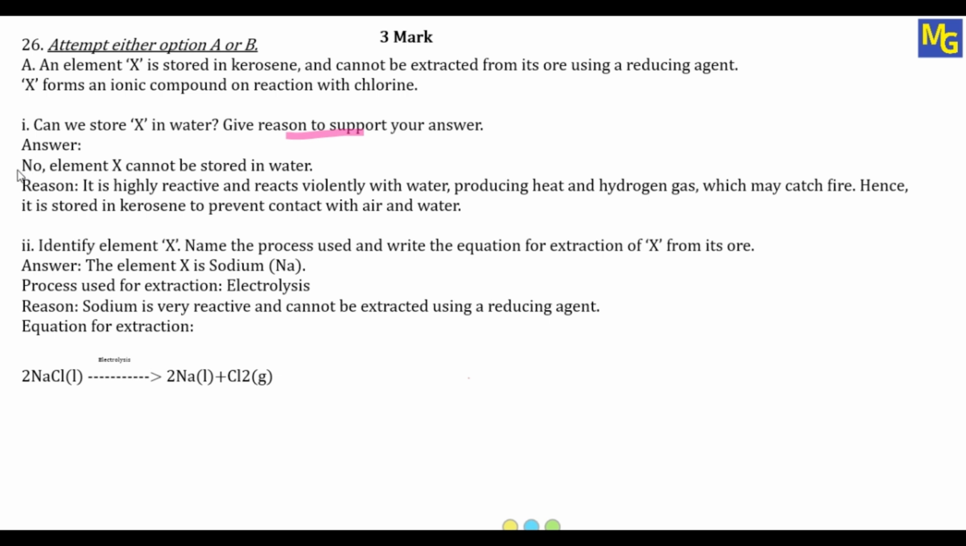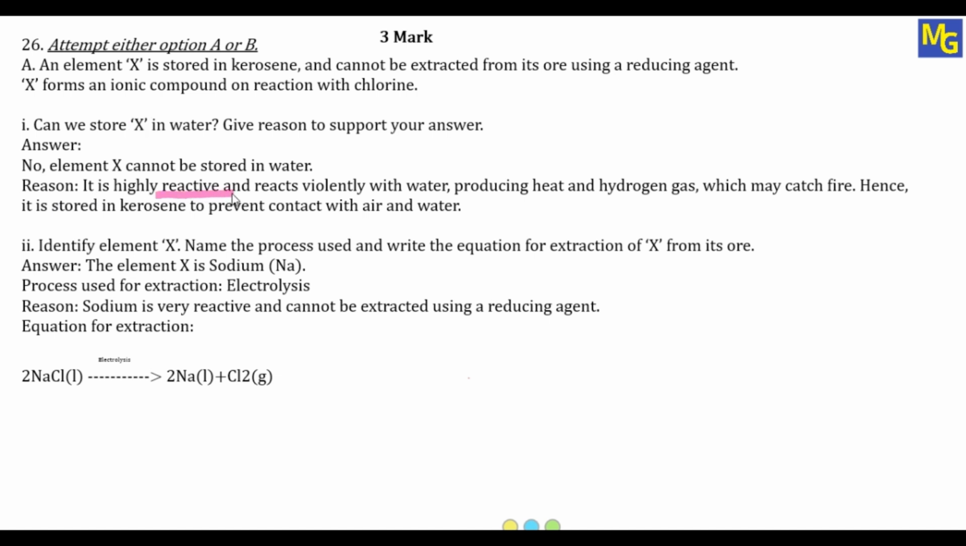So the answer is no. You cannot store this element X in water. So what is that X? X is nothing but an element called sodium. So what is the reason?